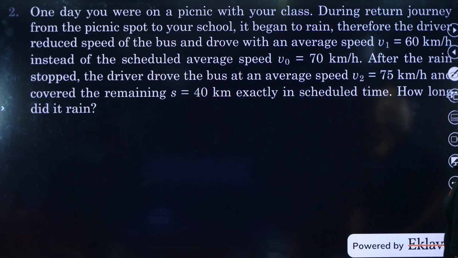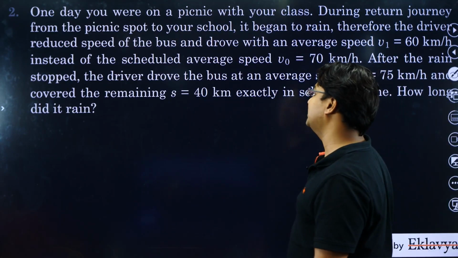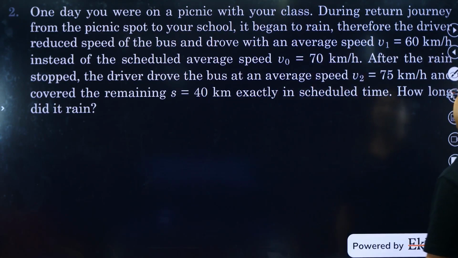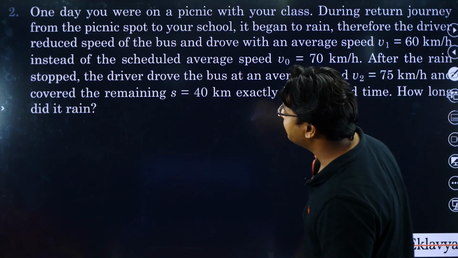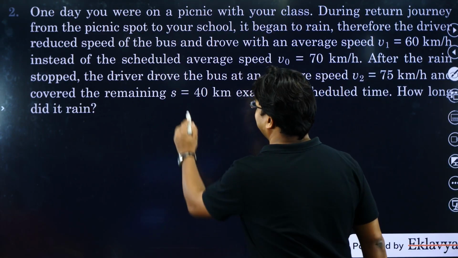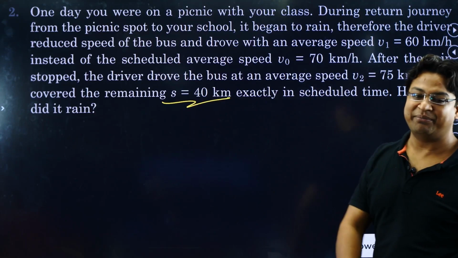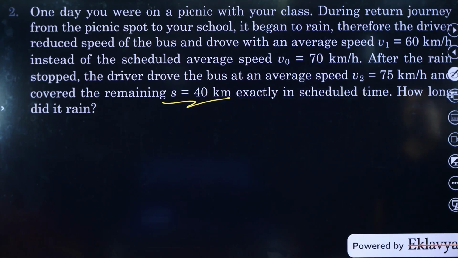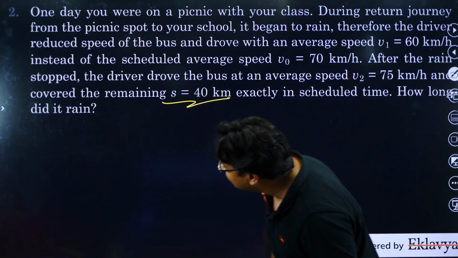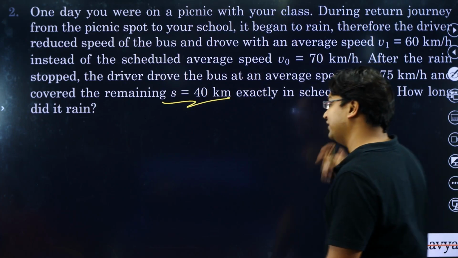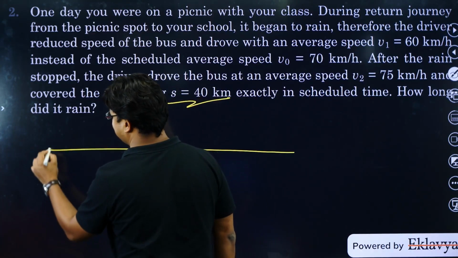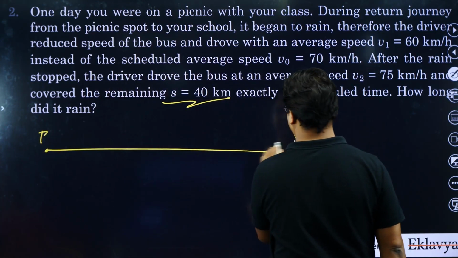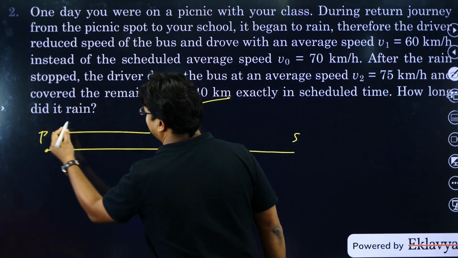Anyways, after the rain stopped, the driver drove the bus at an average speed of 75 km per hour and covered the remaining distance, this is important, we have been given the remaining distance, that will come handy, exactly in the scheduled time. How long did it rain? Now guys, what is not given to us is the actual distance between the picnic spot and our school. We don't know this distance.